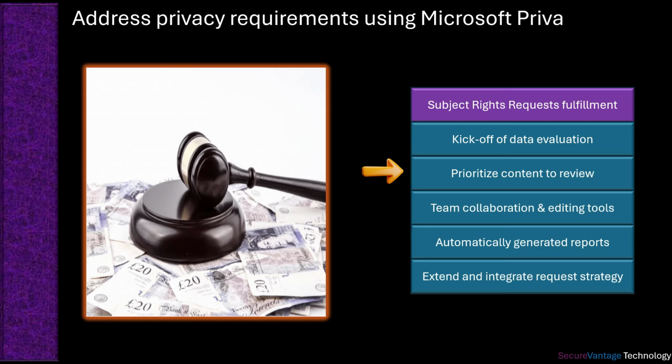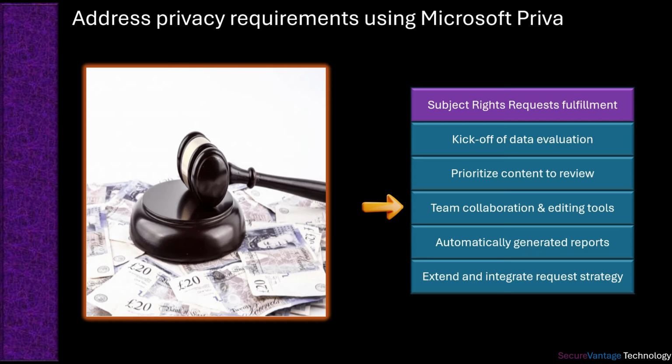Priva helps prioritize which data to review by providing insight and suggestions on important items. Priority items may include confidential files or those containing multiple individuals' personal data, highlighting content that might need redaction or special handling. Upon creating a request, Priva automatically sets up a dedicated team channel.